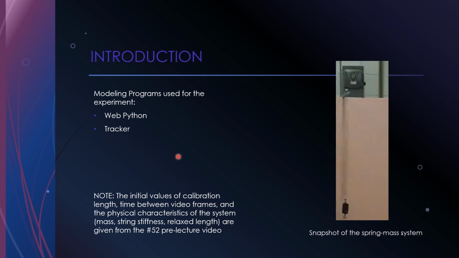Now, in this lab today, we will be using the modeling programs WebPython and Tracker, and as a little note, all the initial values for the calibration length, time between the video frames, and some of the physical characteristics of the system, like the mass or the spring stiffness, are all given from the 52 pre-lecture video. And if you're interested, you can go check that out. And to the right here, this is just a snapshot and a little sneak peek of the spring mass system we will be looking at today.